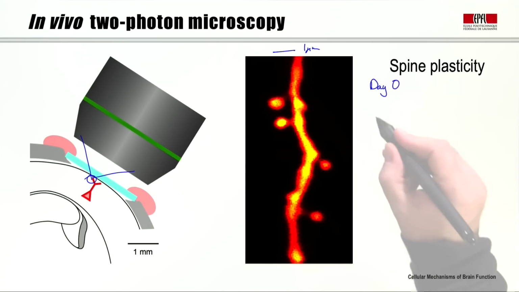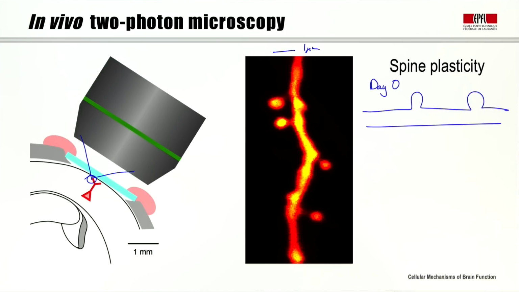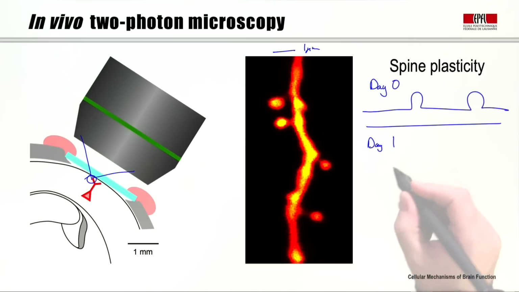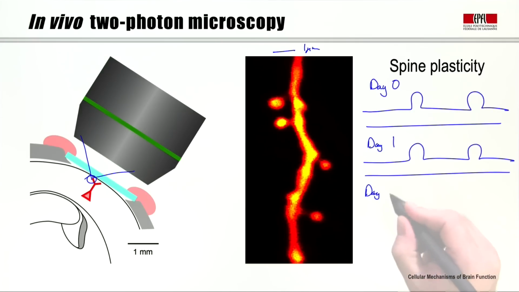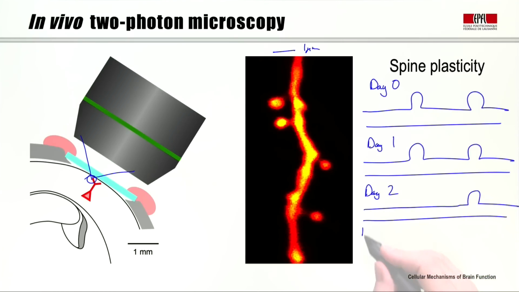And so on day 0, there might, for example, be 2 spines on the dendrite that you're looking at. On the next day, they might still be there, indicating some form of stability. Then, on another day, one of them might disappear, and the other one might stay. And on yet another day, there might be the appearance of a new spine.